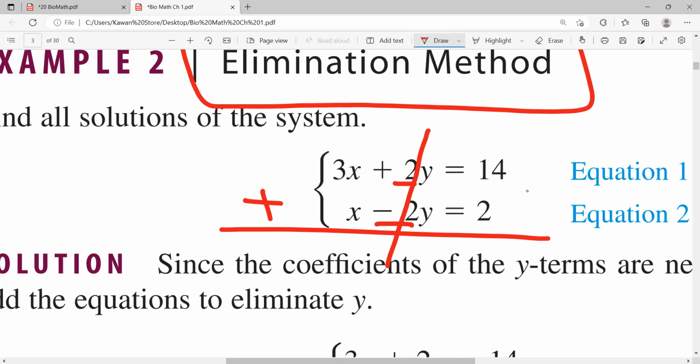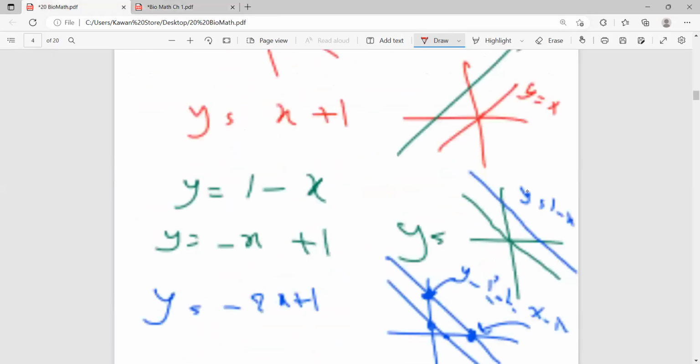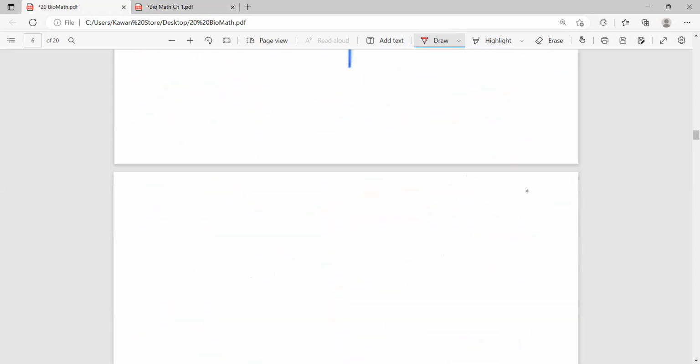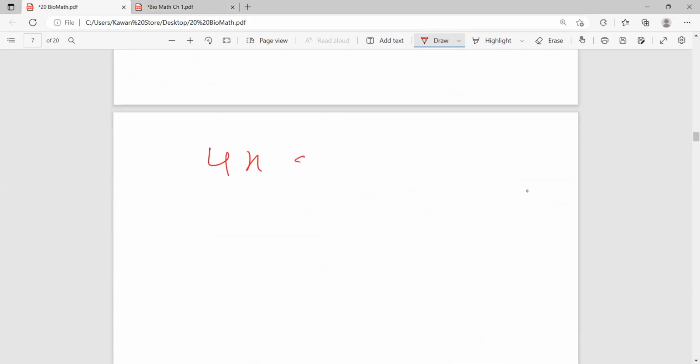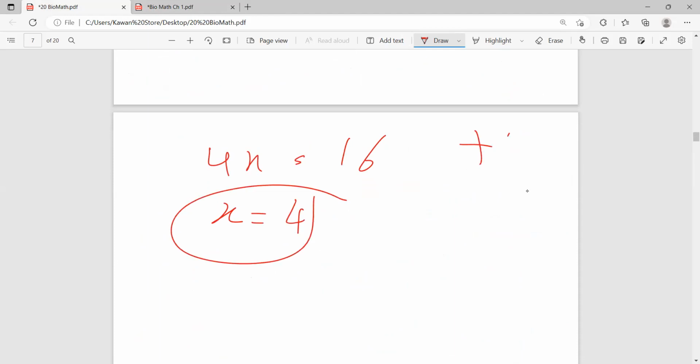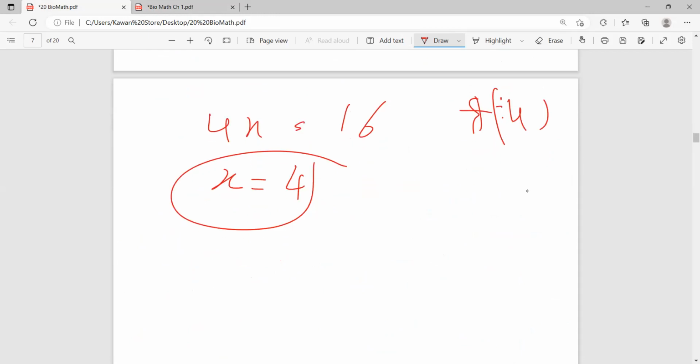Am I right? So now I'm adding 3x plus x. It will be 4x. 14 plus 2, 16. So I got 4x is equal to 16, so x is equal to 4 after dividing by 4. Good. Now I got the first value.